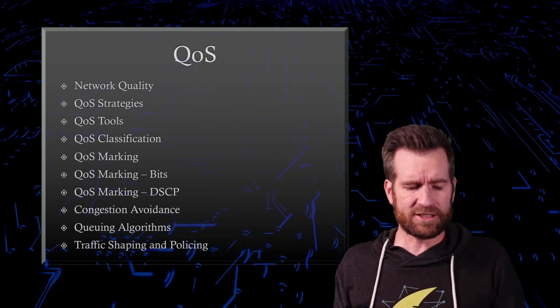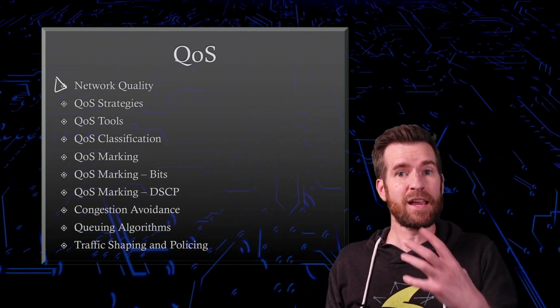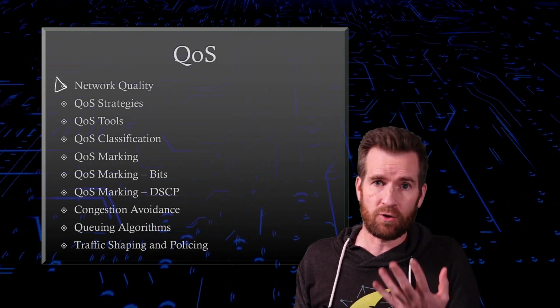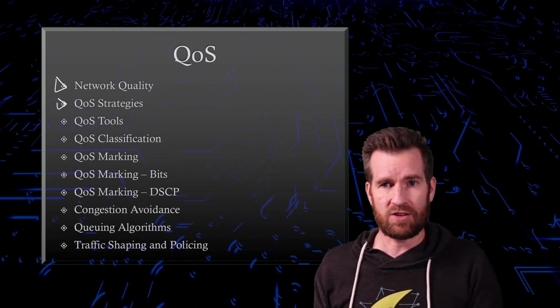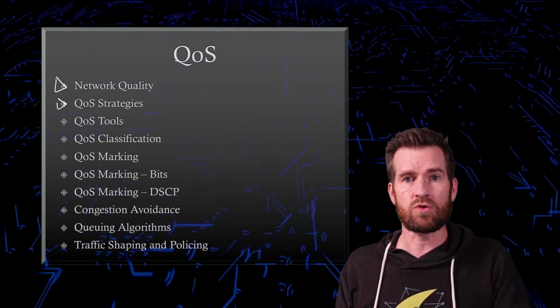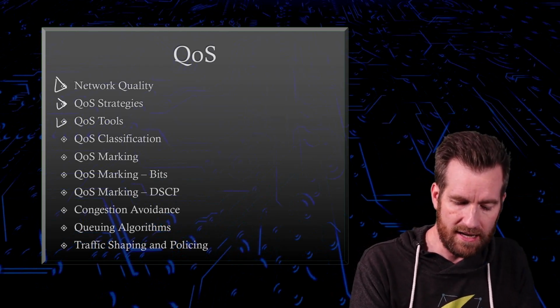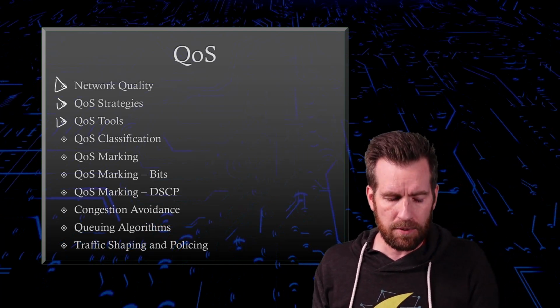In this module, we'll start out by talking about network quality. What are the measurements? How are we going to measure network quality? And what are the standards for network quality? Then we're going to get into a couple of strategies that you can use to implement quality of service. We'll talk about some quality of service tools, or categories of how you would implement this.